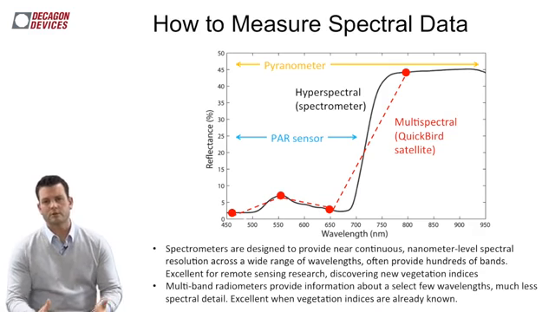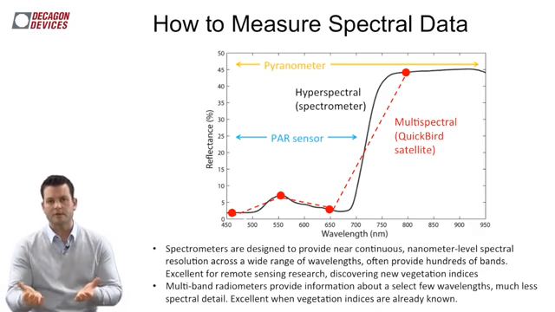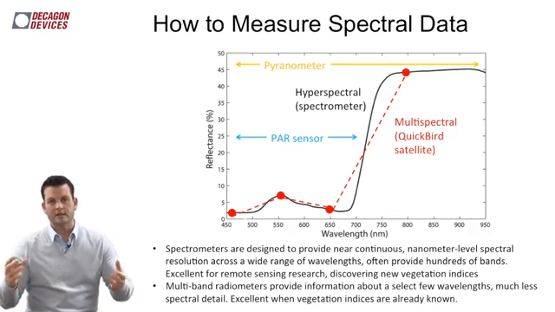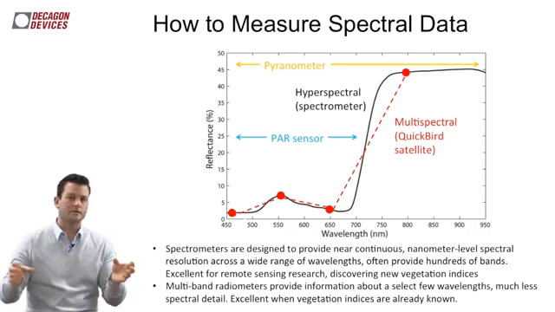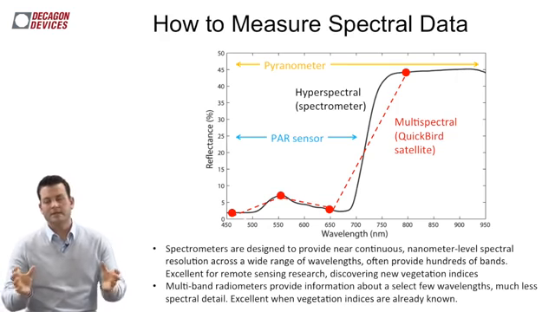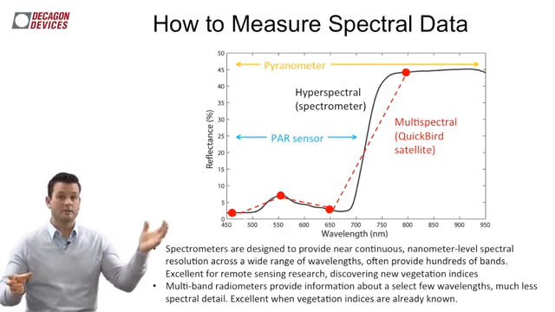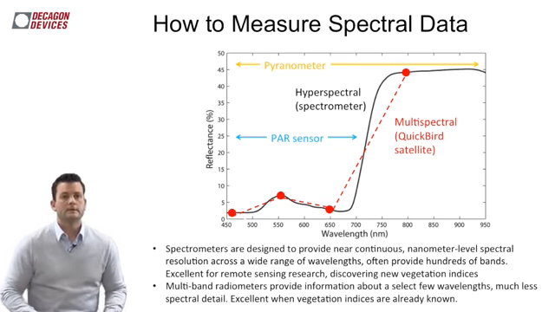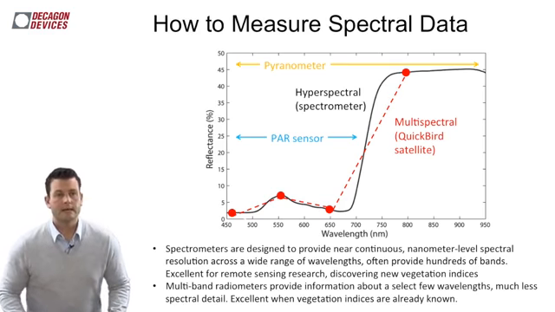So the multispectral approach is basically synonymous with a multi-band radiometer. It's a little fuzzy getting into the difference between hyperspectral and multispectral, but basically we can think of it as hyper means a lot, and multi means just a few bands that we're looking at.